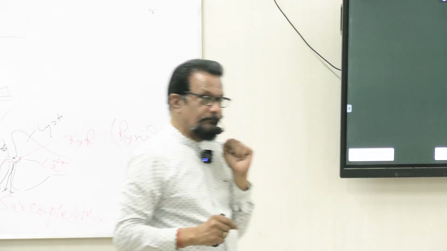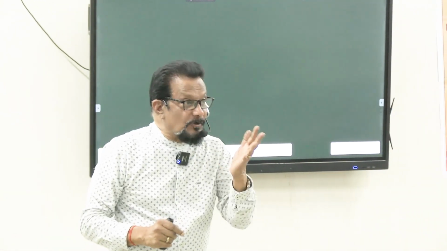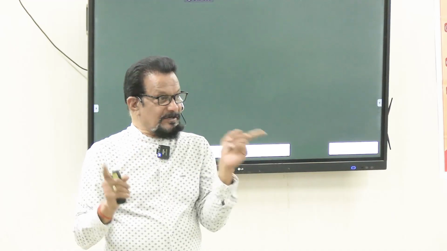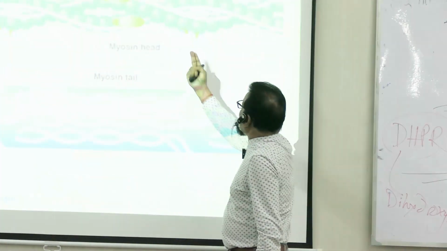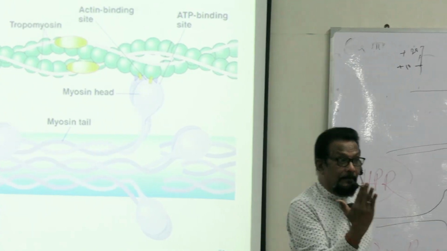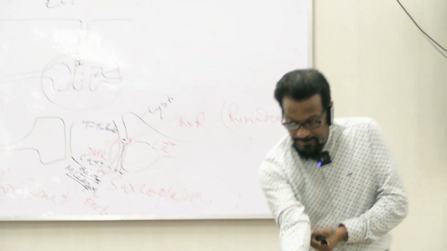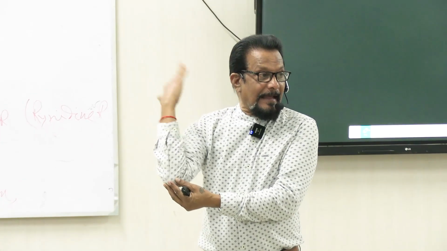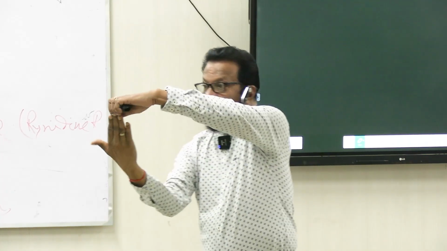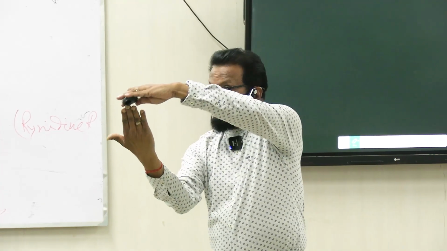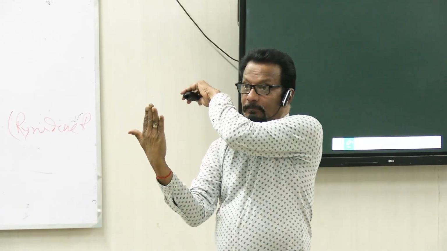Immediately what will happen? ADP will be replaced and phosphate will be released. Initially what was there? ADP and Pi. When they are released from here, these have energy. With this energy, it will make a 45-degree angle sweep. So it was bound here, and if I sweep it, this will move.